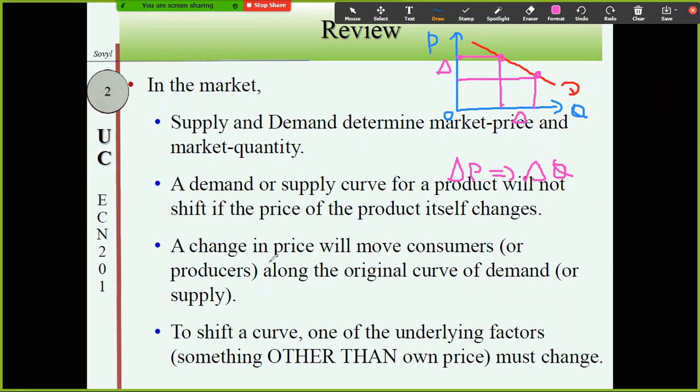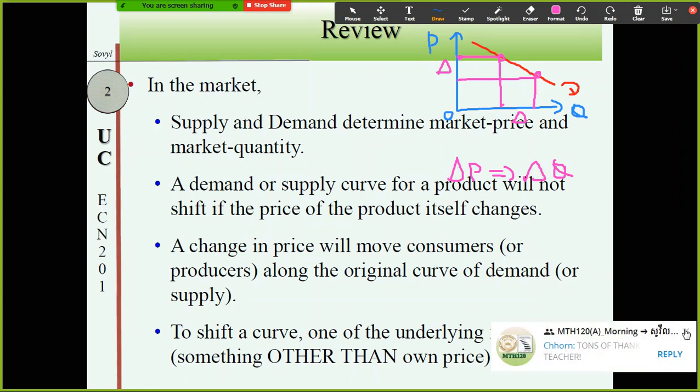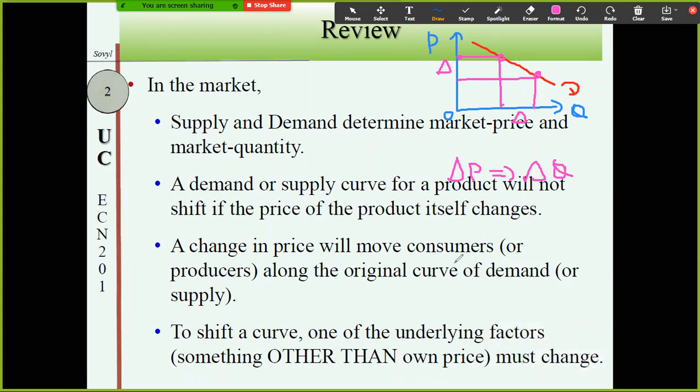The other one: a change in price will move consumers or users along the original curve, the demand or supply curve. To shift a curve, one of the underlying factors, other than its own price, must change. That's why we call this a change in demand or a change in supply.